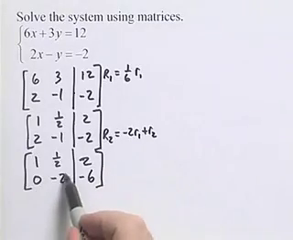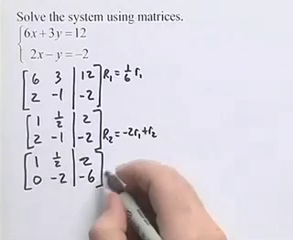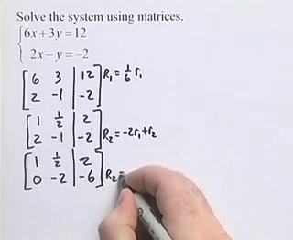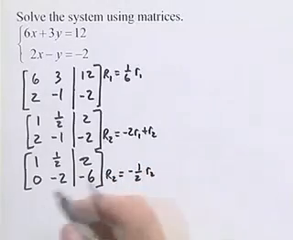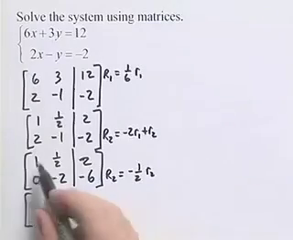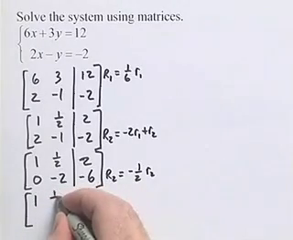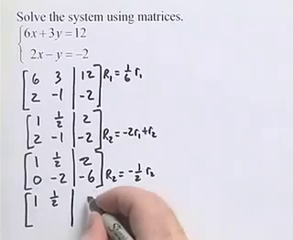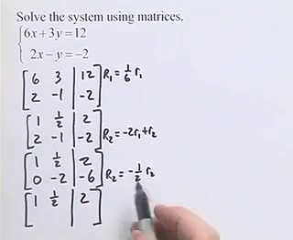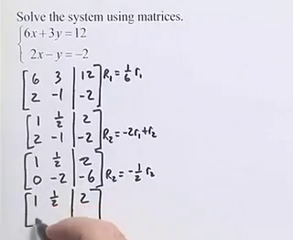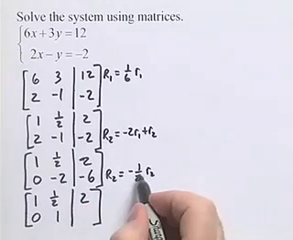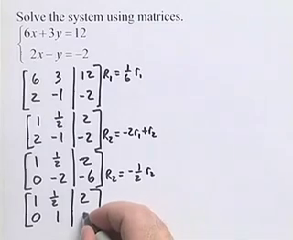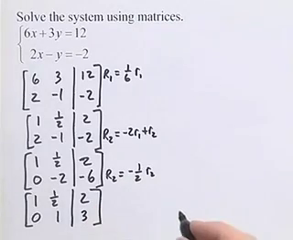The last thing I'd like to do is get a 1 on the diagonal in the 2, 2 entry, so right here. To do that, I'm going to let row 2 equal negative 1/2 times my current row 2. I'm not changing my first row, so I'll rewrite that: 1, 1/2, 2. And then negative 1/2 times 0 is still 0. Negative 1/2 times negative 2 is 1. And negative 1/2 times negative 6 is positive 3.